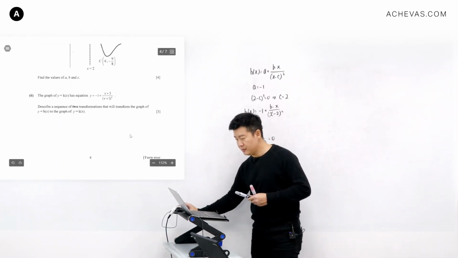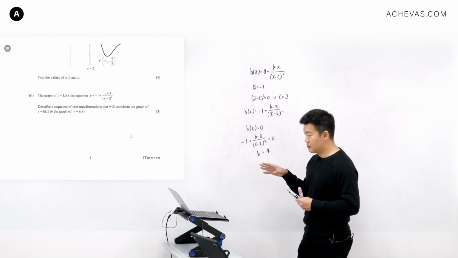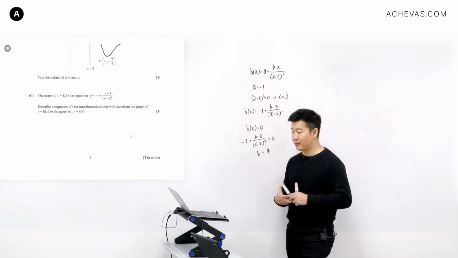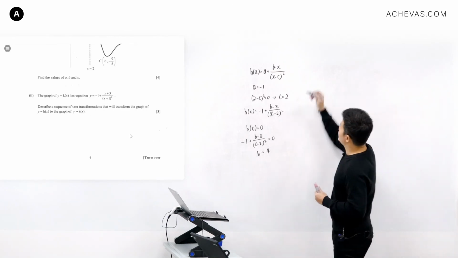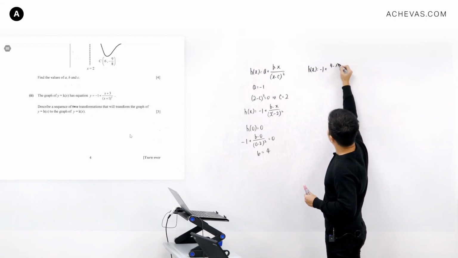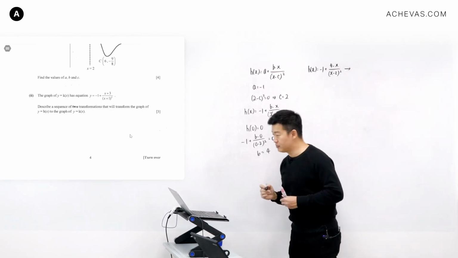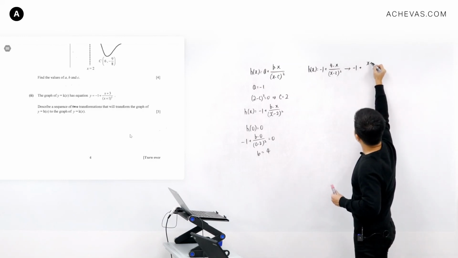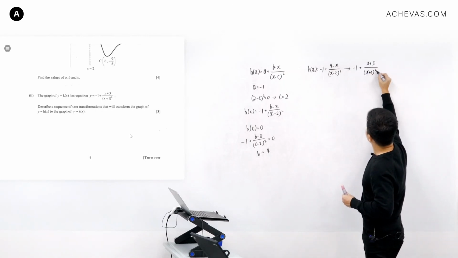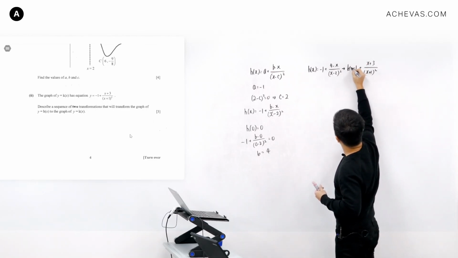And next, the graph of k(x) is given to me, and we want to try to describe a sequence of 2 transformations that will transform the graph from h(x) to k(x). Let's rewrite h(x). h(x) is -1 plus 4 minus x divided by x minus 2, squared. And this is supposed to be transformed to -1 plus x plus 3 divided by x plus 1, squared. So this is transformed to this, which is k(x).